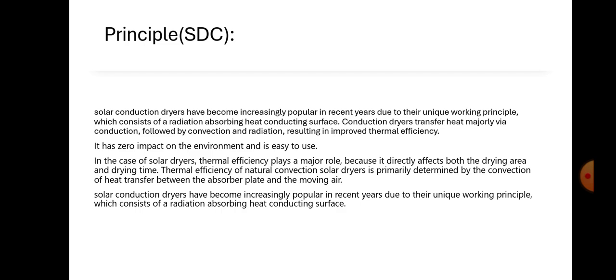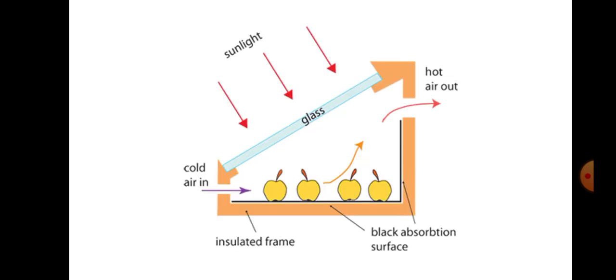In the case of a solar dryer, thermal efficiency plays a major role because it directly affects both the drying area and the drying time. Thermal efficiency of a natural convection solar dryer is primarily determined by the convection heat transfer between the absorber plate and the moving air. The solar conduction dryer has become increasingly popular in recent years due to its unique working principle, which consists of a radiation absorbing heat conduction surface.